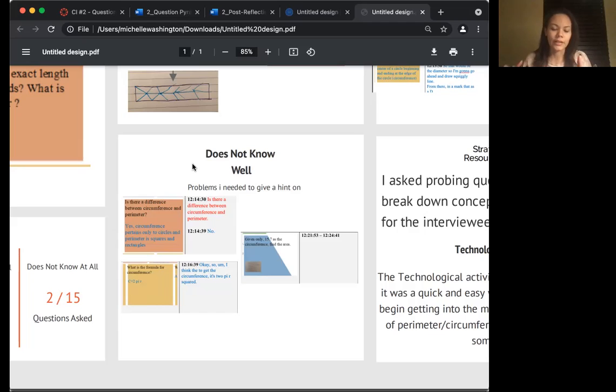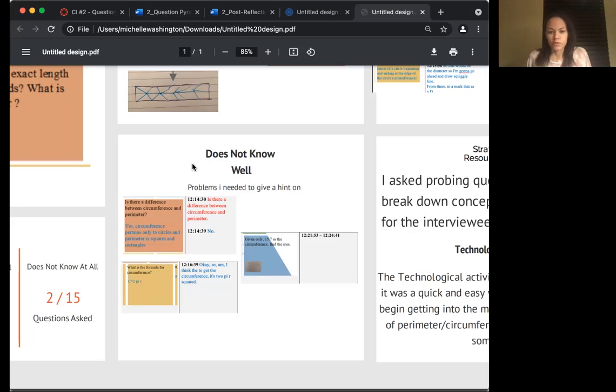And last, or not really last, but one of the last things I'm going to talk about in the does not know well is, given only 15.7 as the circumference, can you find the area? For this question, I had to break it down a little bit. Initially he said that no, you wouldn't be able to find the area if you were only given the circumference. So I had to break that down further and ask him, okay, do these formulas have anything in common? To which he said yes, they have radius in common. And so I was like, okay, can you solve for just the radius if you're given the circumference? And he was like, yeah, I could solve for that.